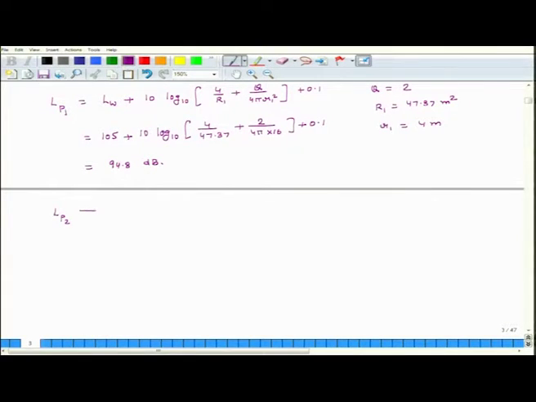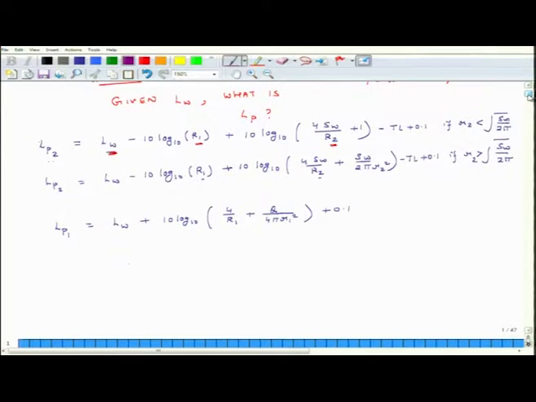Now, we know that the relation for LP2 can have two possible relations, right. The first, if you go back to our problem, if R2 is more than this parameter SW divided by 2 pi, then we use the first relation, and if it is less, then we use the second relation. So, let us calculate what is R2, and then we will make a choice whether we want to use the first relation or the second relation.